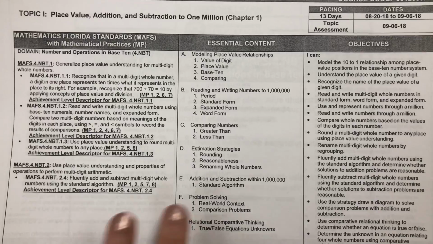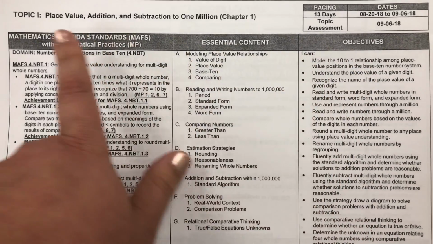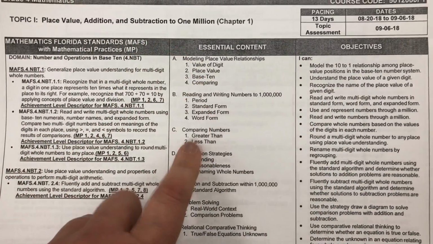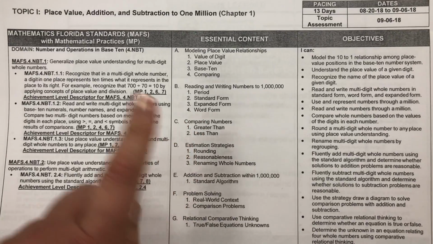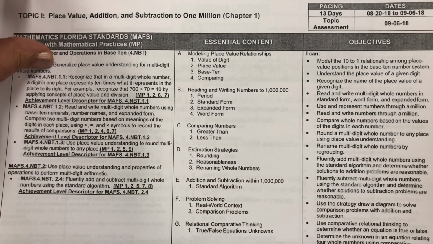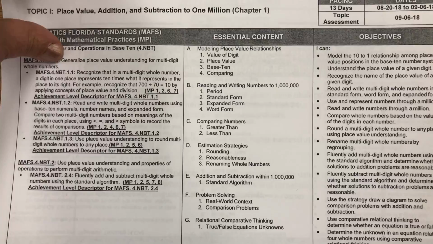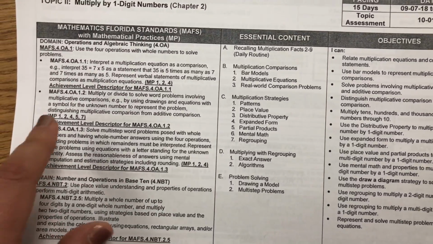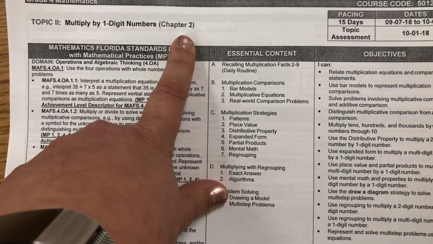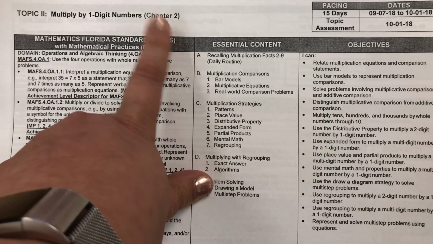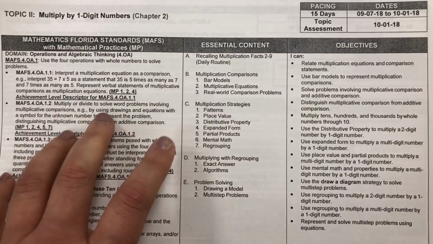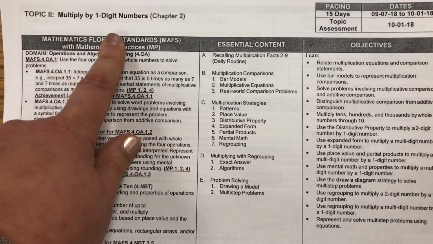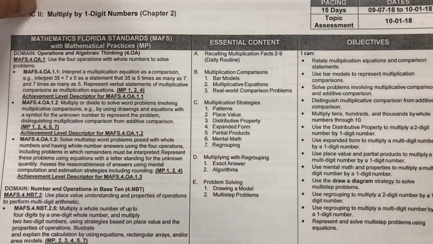Here is the math one. It follows a similar format where it tells us the pacing and the dates, tells us the chapters and so forth. This one is the one we should have finished last week, which was chapter 1. So here is the one for this week. We need to start with chapter 2. I just have to finish wrapping up chapter 1 and give them the topic assessment, and then we can go on to chapter 2, which is multiplying by 1-digit numbers.